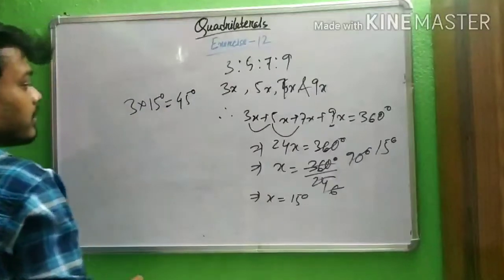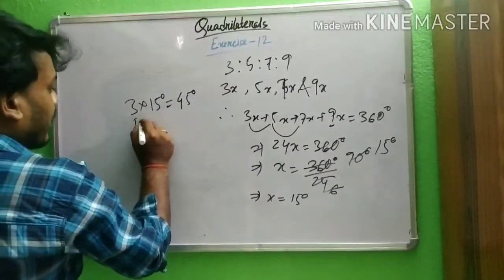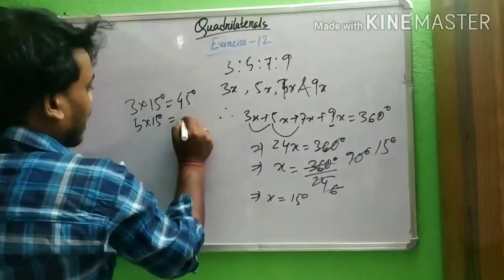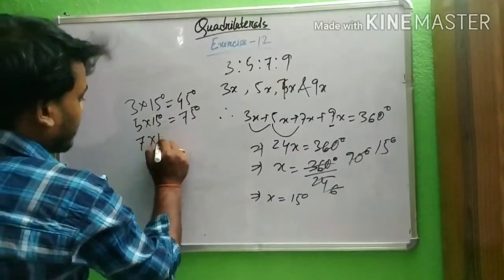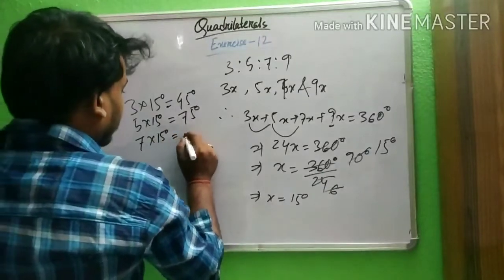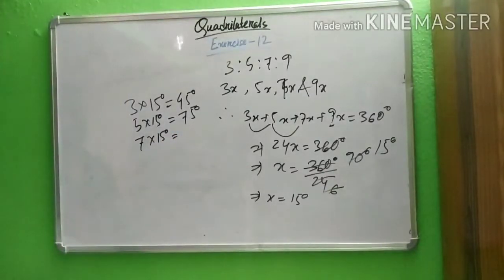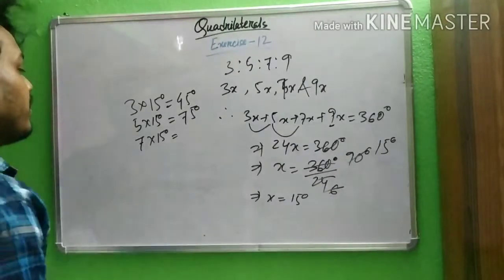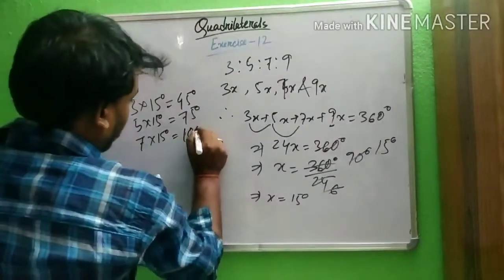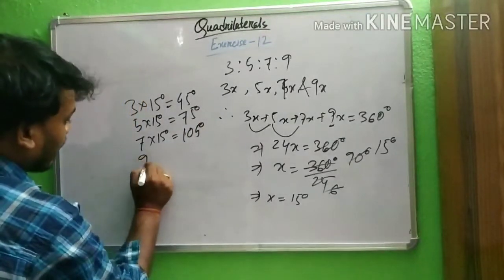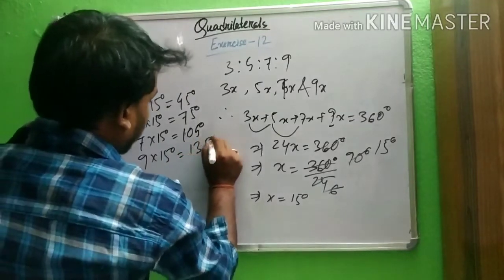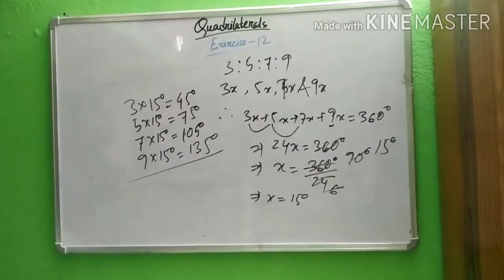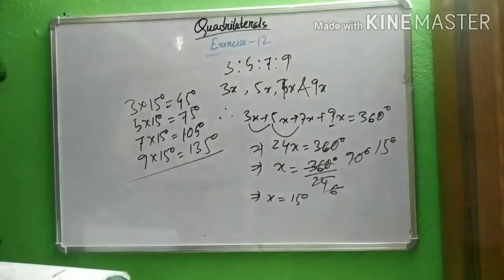So the first angle is 45. Second, 5 into 15, that means 75. Then 7 into 15, that means 105. Then 9 into 15, 135. So these are the values of the required angles. Okay, very easy.